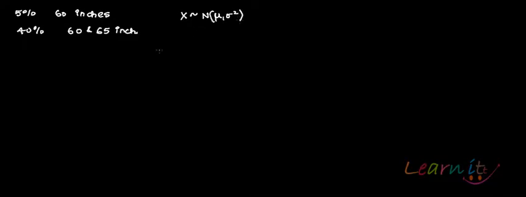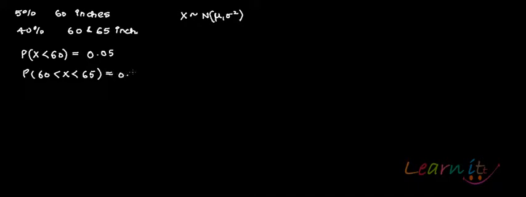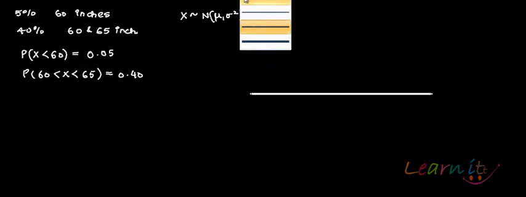Okay, now what you are given is when P(x less than 60) is 5%, which is 0.05. You're also given that P(60 less than x less than 65) is 0.40. Okay, now you will have to locate it here on the diagram properly.